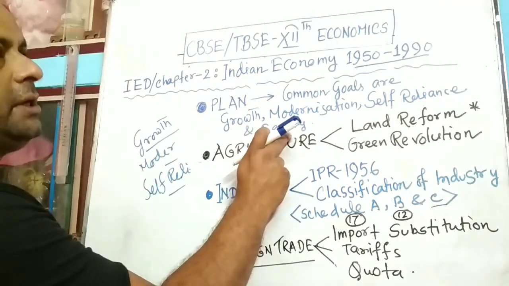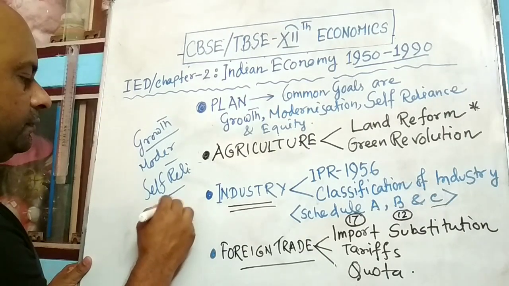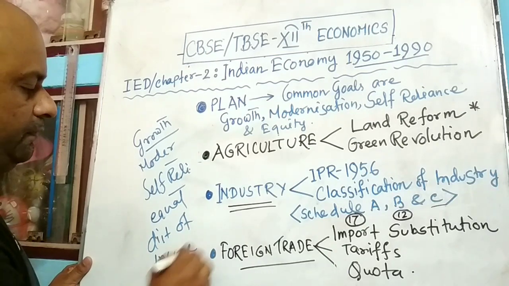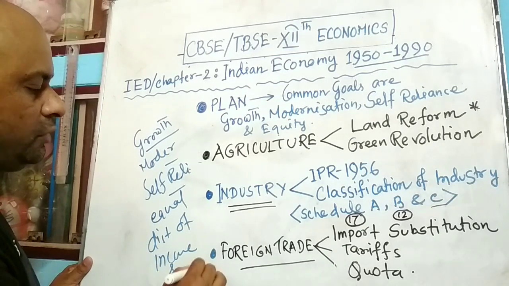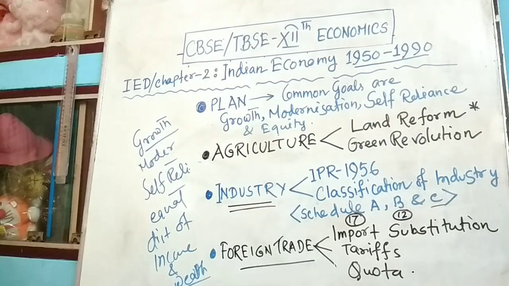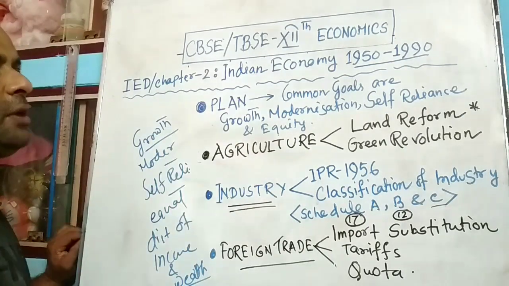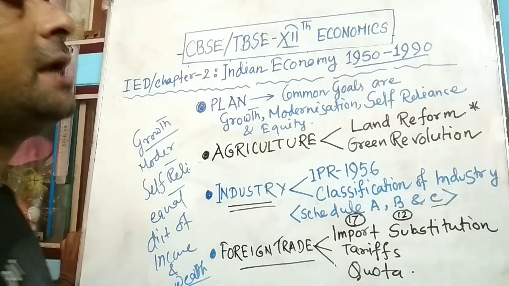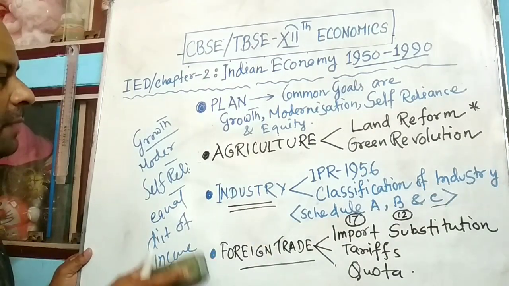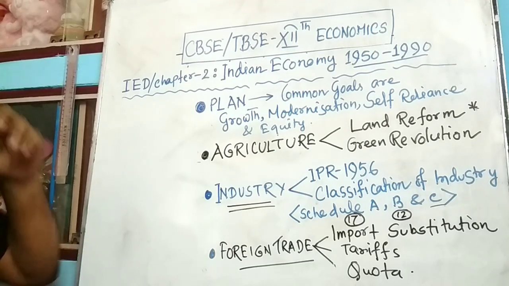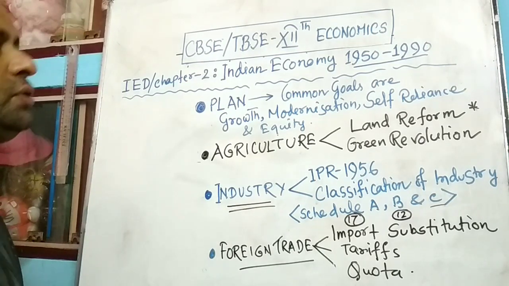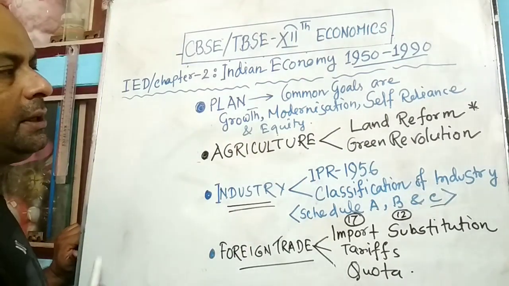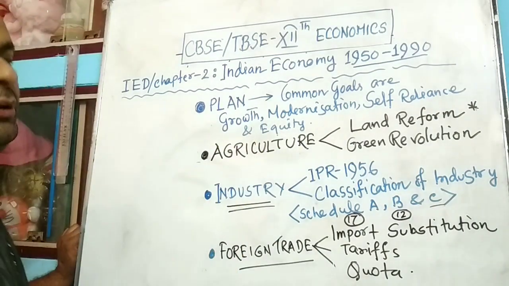Finally, equity. Equity means equal distribution of income and wealth among the citizens of the country. Why is it required? Suppose we increase our productivity, growth, we use modern techniques of production, we become self-reliant. But if our people are not getting proper income and employment, then it is totally a wastage for the country. So the government gave emphasis so that all the people of the country get income and employment. That is, there should be equal distribution of income and wealth in the country.